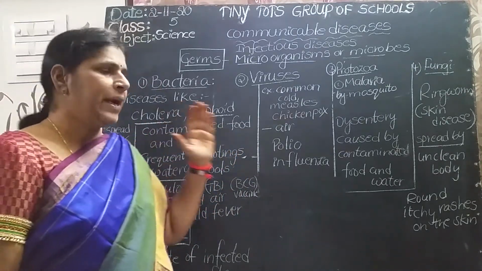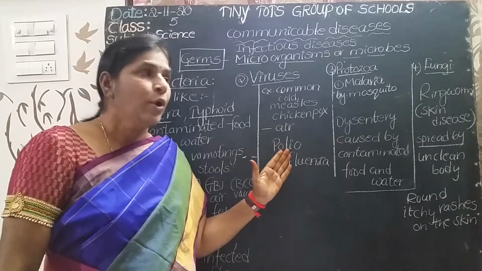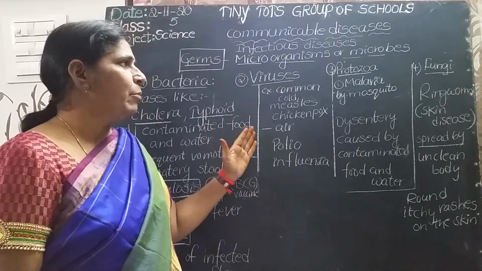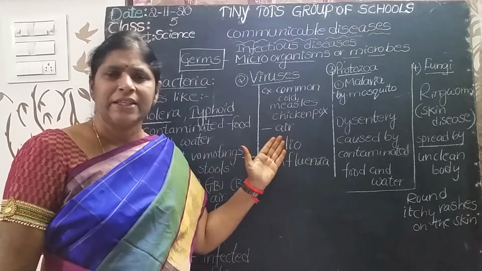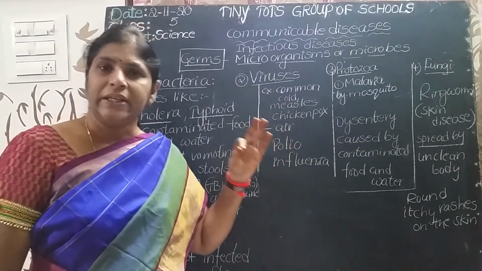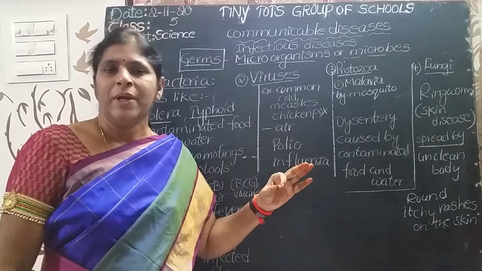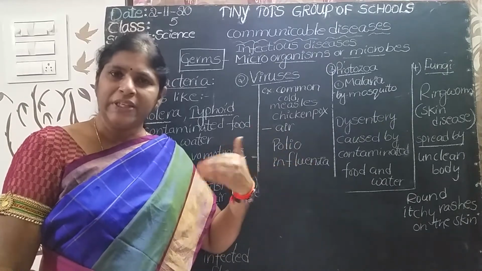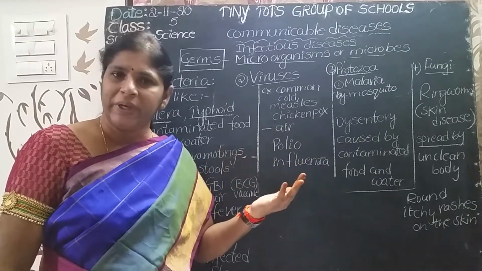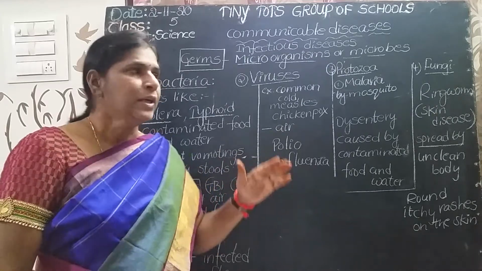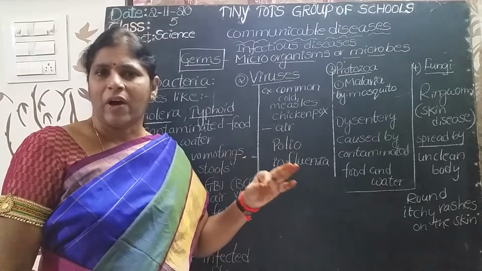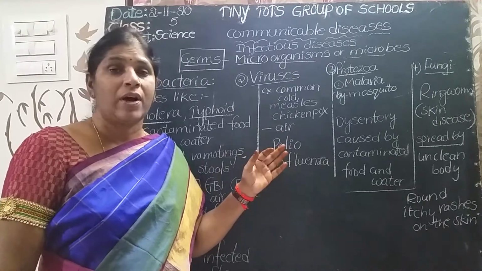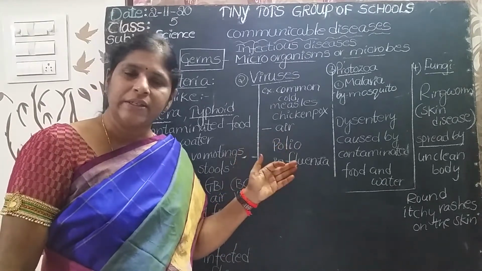Children, and next what? The second one: viruses. One of the microorganisms is the virus. These are the tiniest living organisms. They live inside the bodies of human beings and animals also. Viruses may cause very dangerous diseases, children.